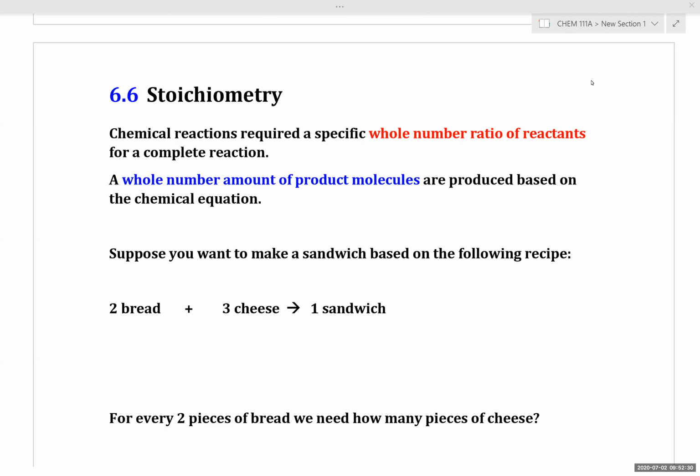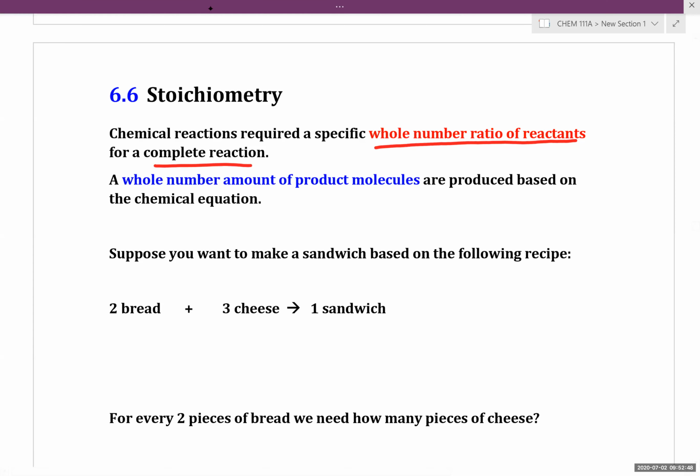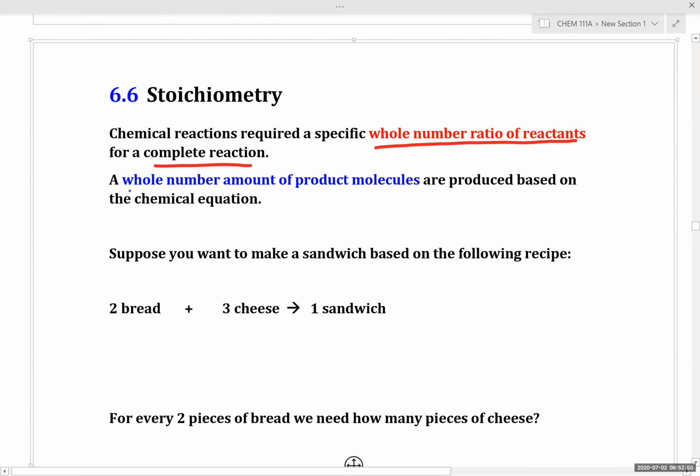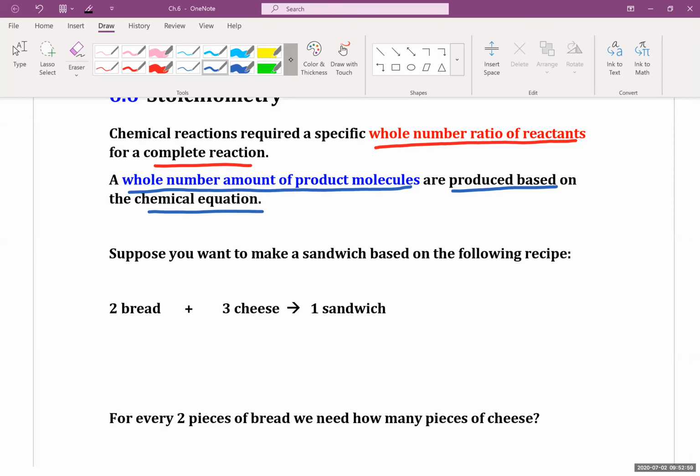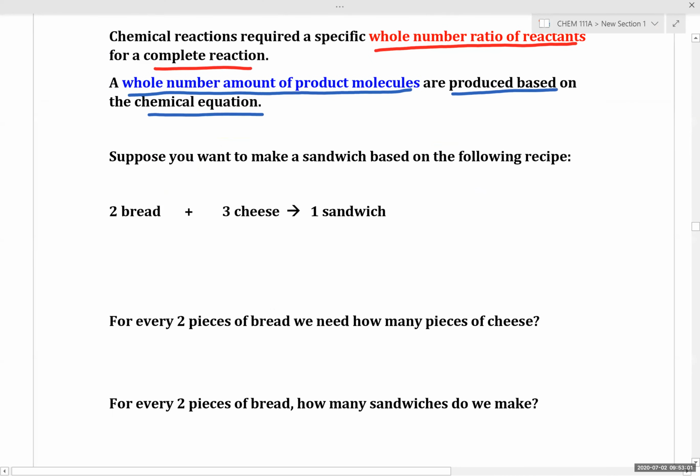Okay, so let's resume our lecture of chapter 6, and this time we're going to focus on stoichiometry. So fundamentally, when we think about chemical reactions, they require a specific whole number ratio of reactants for a complete reaction. Further, a whole number amount of product molecules are produced based on the chemical equation. So to help us visualize this, let's use a very simplistic example.